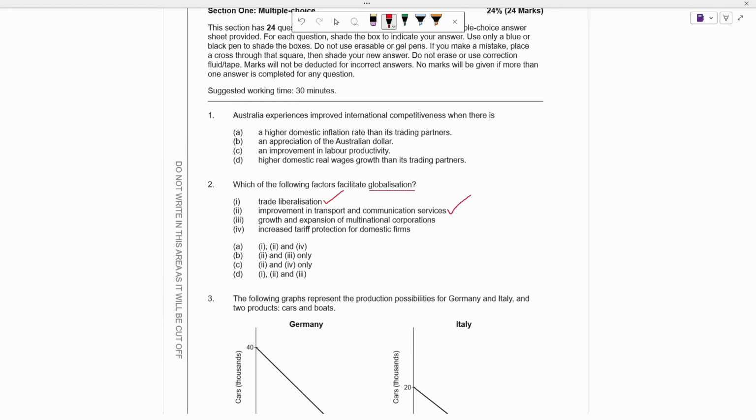3, growth and expansion of multinational corporations. This one is also correct. This would encourage foreign investment, the transfer of technology and knowledge, and increased trade. 4, increased tariff protection for domestic firms. This one is incorrect, as this would decrease the amount of trade between countries. So we have 1, 2, and 3. The answer D is correct.